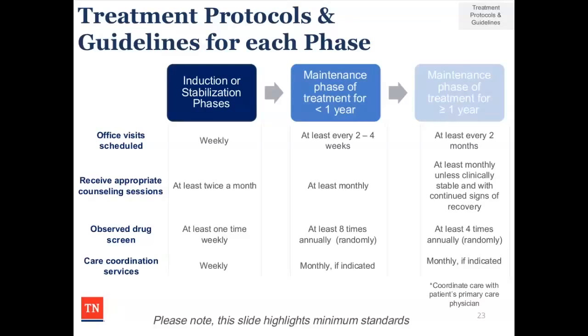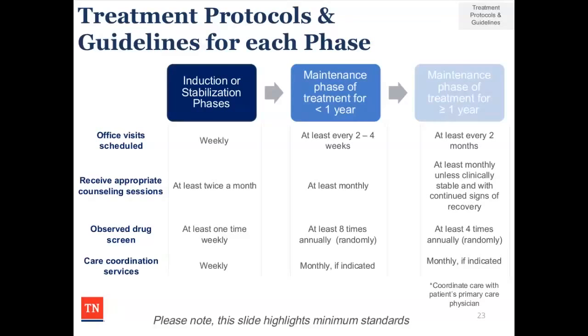Thirdly, around drug screens. Drug screens, we believe, are an important component and pillar of accountability for patients. They should occur at least weekly in the induction or stabilization phase. Observed drug screens should occur at least 8 times annually at random times during the maintenance phase within the first year, and at least 4 times annually for greater than 1 year.